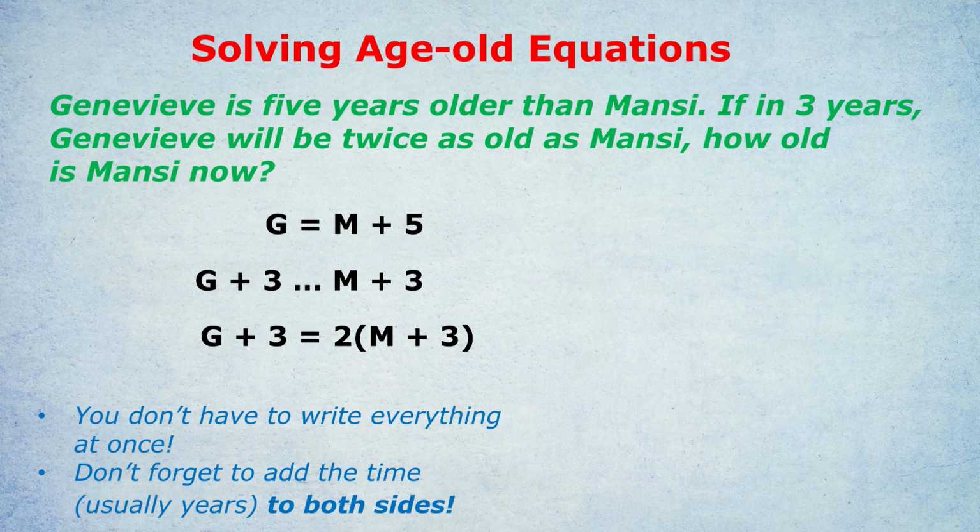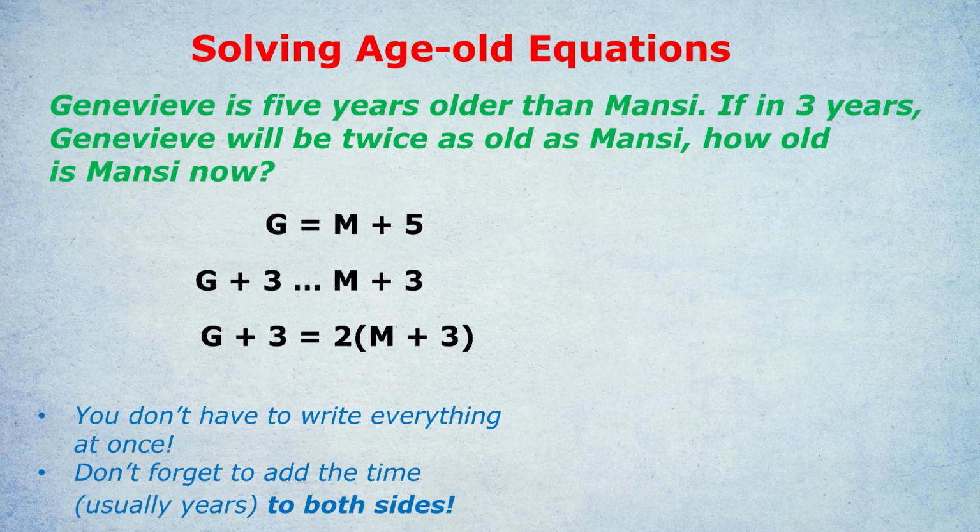But notice my approach, and we're going to cover this in future questions. I didn't solve the equation immediately or even write out the full equation. I just asked, how old will Genevieve be? G plus 3. How old will Mansi be? M plus 3. And then later on, I'm going to decide who gets the 2. Who gets the 2 in brackets? Because many students would have put the 2 next to Genevieve's side. Because she's twice as old, right? So doesn't she get the 2?